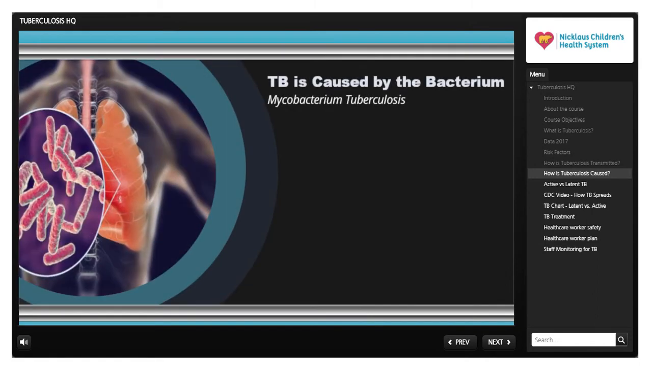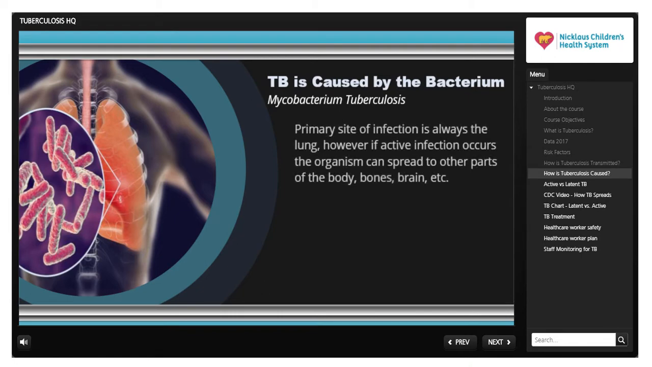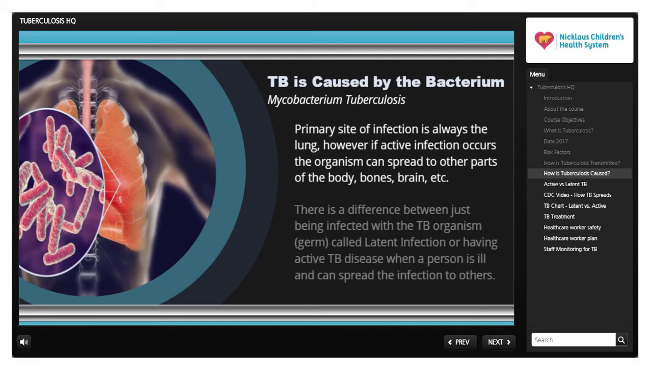TB is caused by the bacterium Mycobacterium tuberculosis. Primary site of infection is always the lung. However, if active infection occurs, the organism can spread to other parts of the body, bones, brain, etc. There is a difference between just being infected with a TB organism germ, called latent infection, or having active TB disease, when a person is ill and can spread the infection to others.